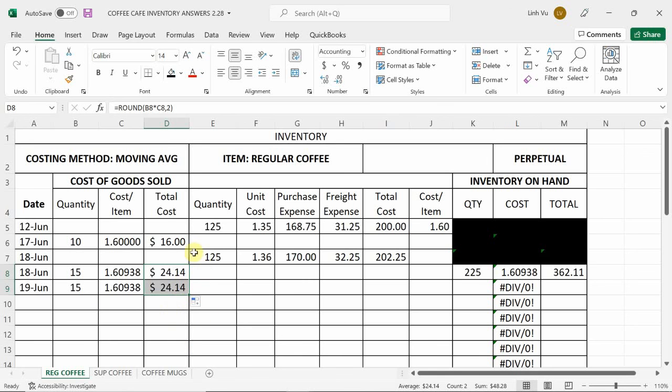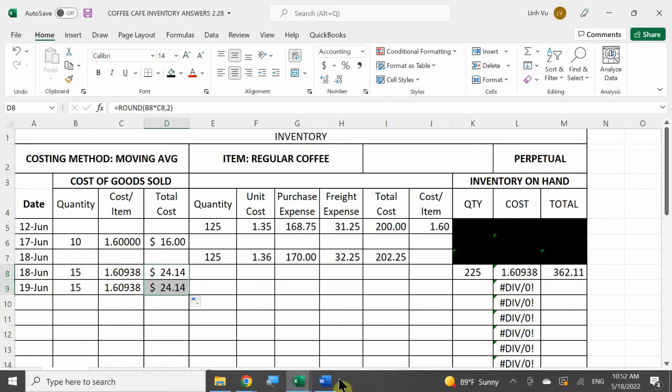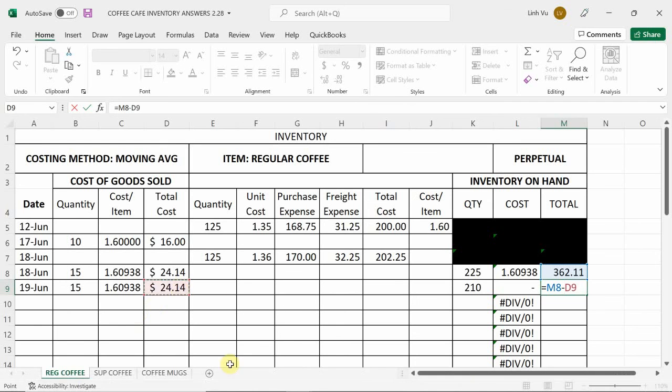24.14. Yep, it's going to be the same exact as previous, right? So in this case, I need to update my inventory because I just sold another 15 pounds. So that should give you 210. $362.11 minus another 24.14. What's my total there?